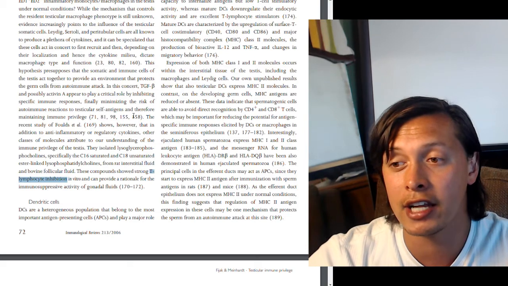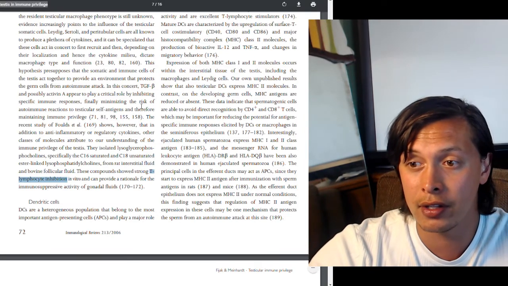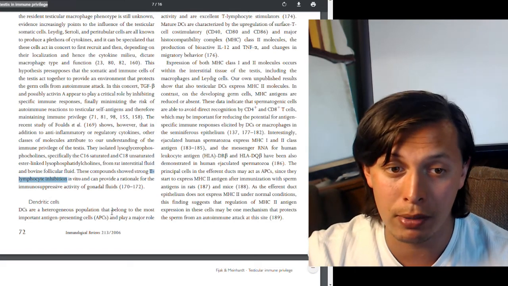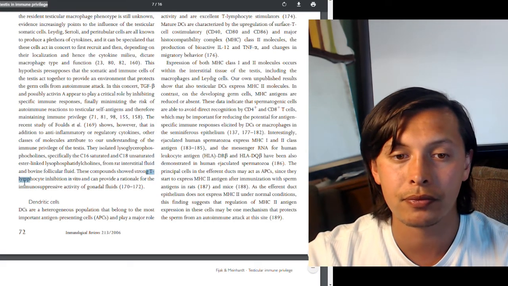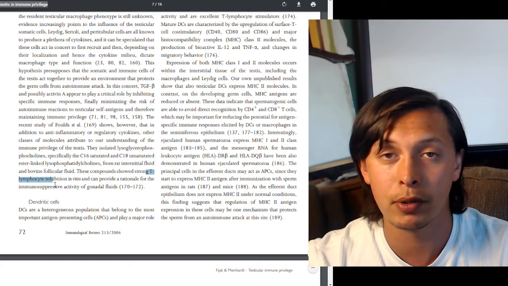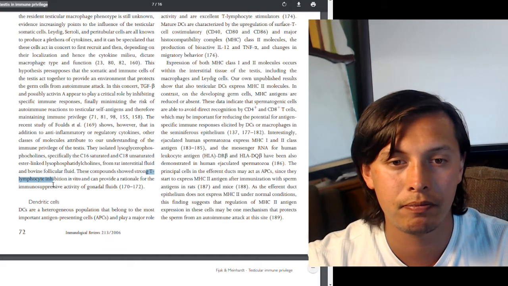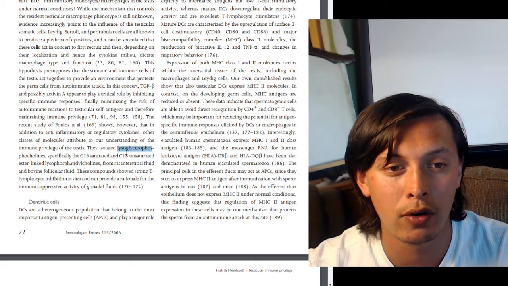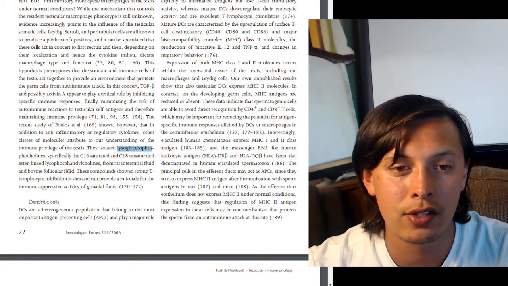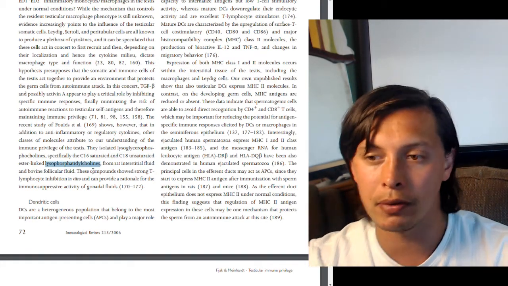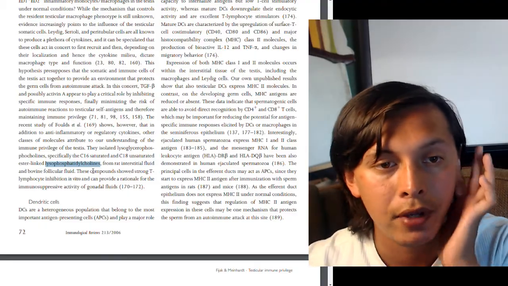So it appears to not just be these cytokines that are mediating this response. It appears to also be these other simpler molecules. This doesn't sound simpler, but the lysoglycerophosphatidylcholines and the lysophosphatidylcholines also appear to be playing a role, but you don't need to memorize that.